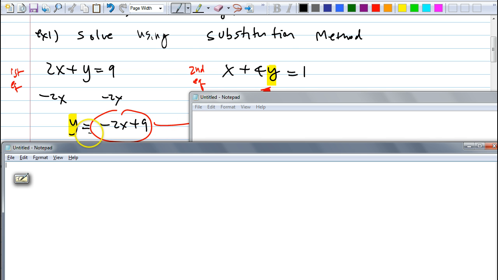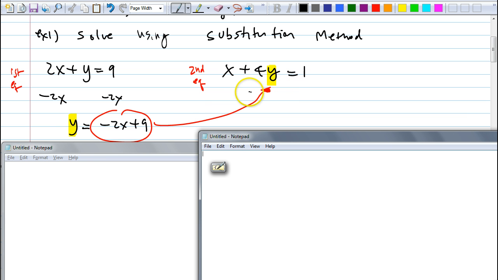What's y equal to? Negative 2x plus 9. I'm going to substitute that in place of y there. Does that make sense? Because it's saying y is equal to negative 2x plus 9. Why not just substitute that into where it says y on the right side? When you do this, a nice thing happens.